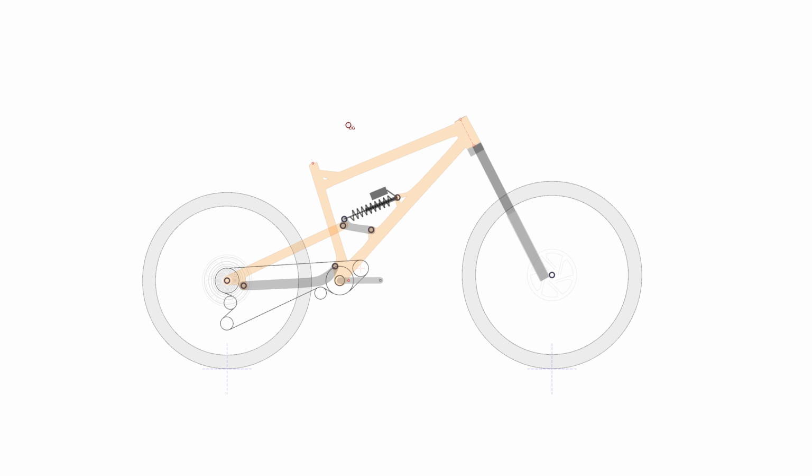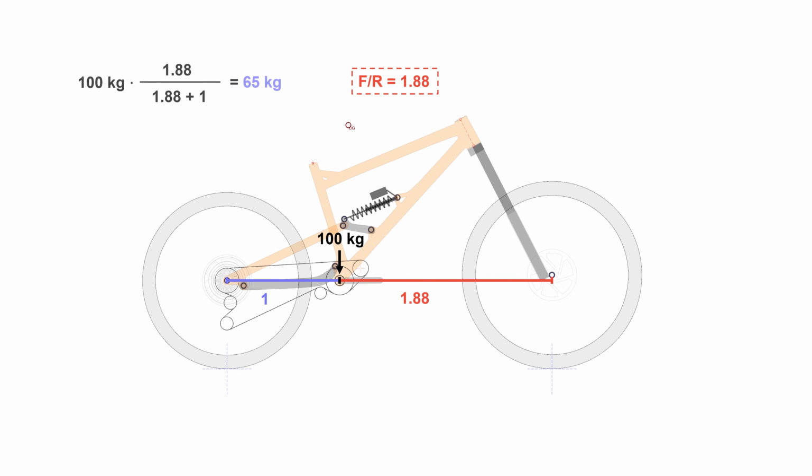Axle path also matters for another reason. It influences how the rider's weight shifts between the wheels. As the suspension moves through its travel, the front and rear center lengths change, and that alters the load distribution. To quantify this effect, we can use the front center to rear center ratio. It doesn't represent every kilogram acting on a bike, but because most of the system's weight is distributed through the bottom bracket, it's a very useful approximation of real-world balance.